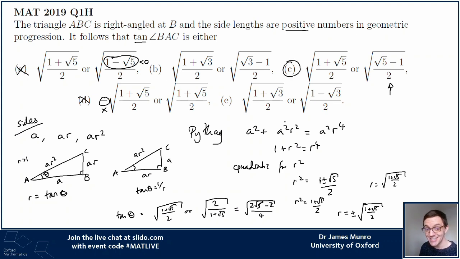So the answer is C, and these two different solutions come not from this square, and not from this square, but from the fact there's two different pictures that you can draw with the sides labelled ABC or CBA. Okay, that's question 1H.